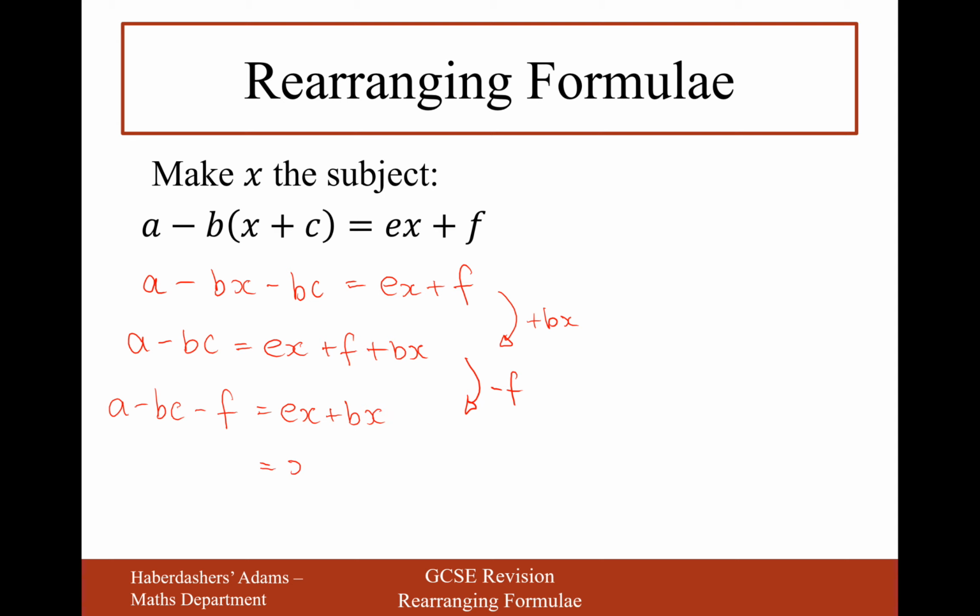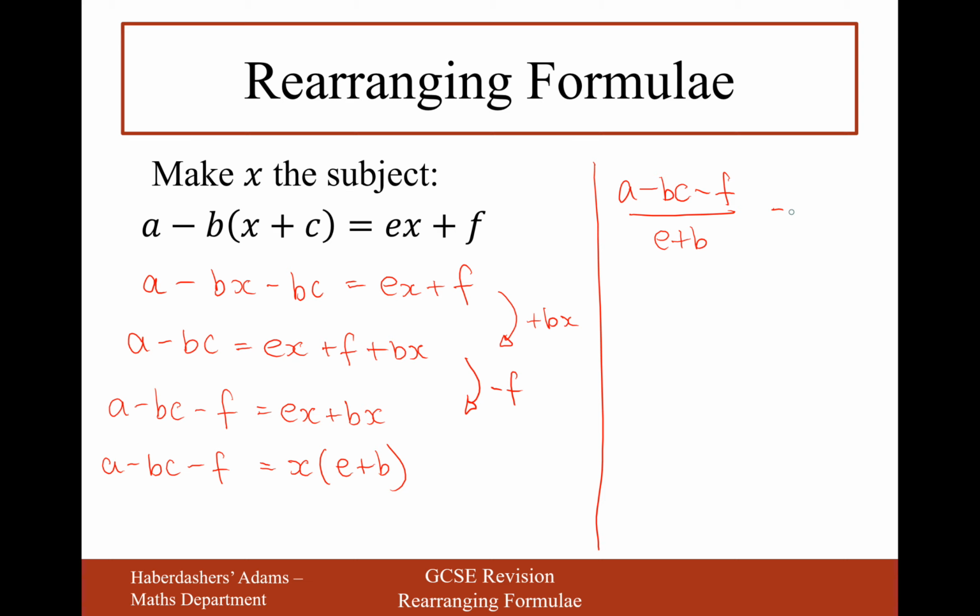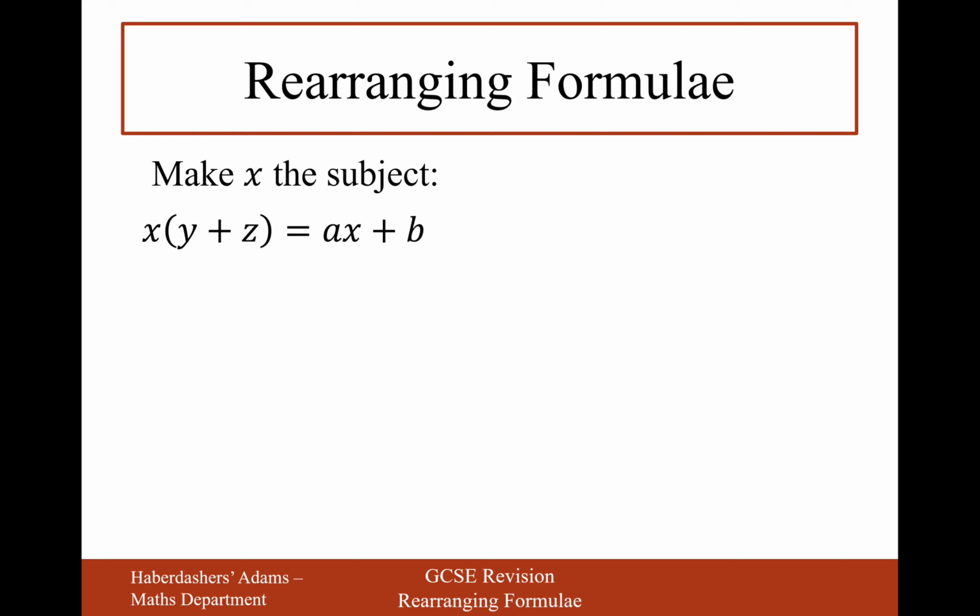Then I'll factorise the x from the right hand side, e plus b, and that's equal to a minus bc minus f, and then I'll divide by what's in the bracket. A minus bc minus f divided by e plus b equals x. And there we are, that's the answer to this question. Let's move on to the next one.